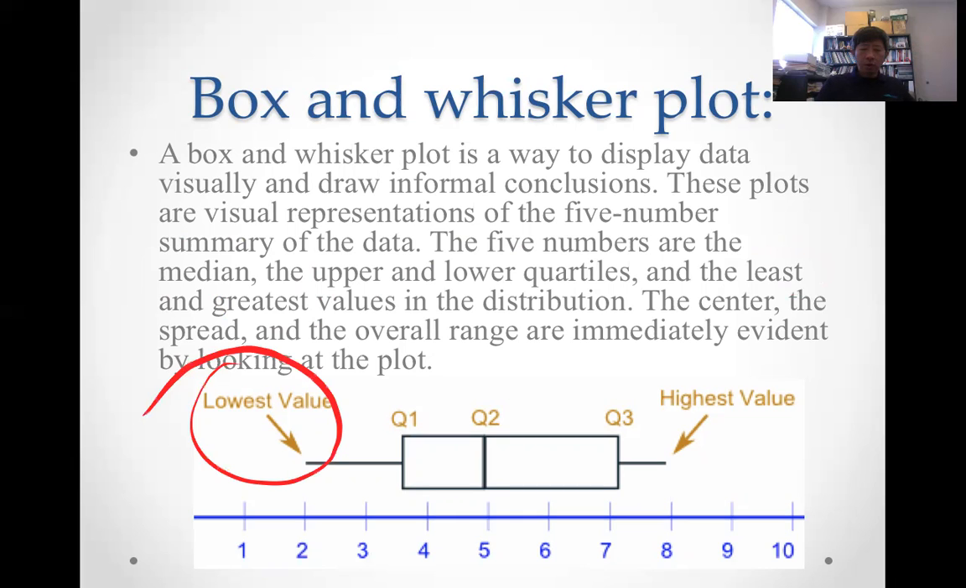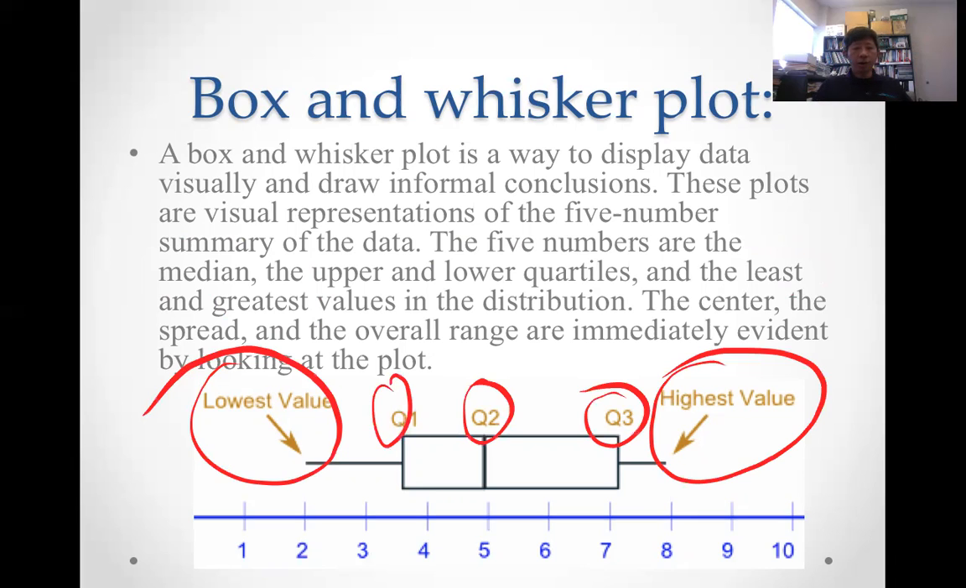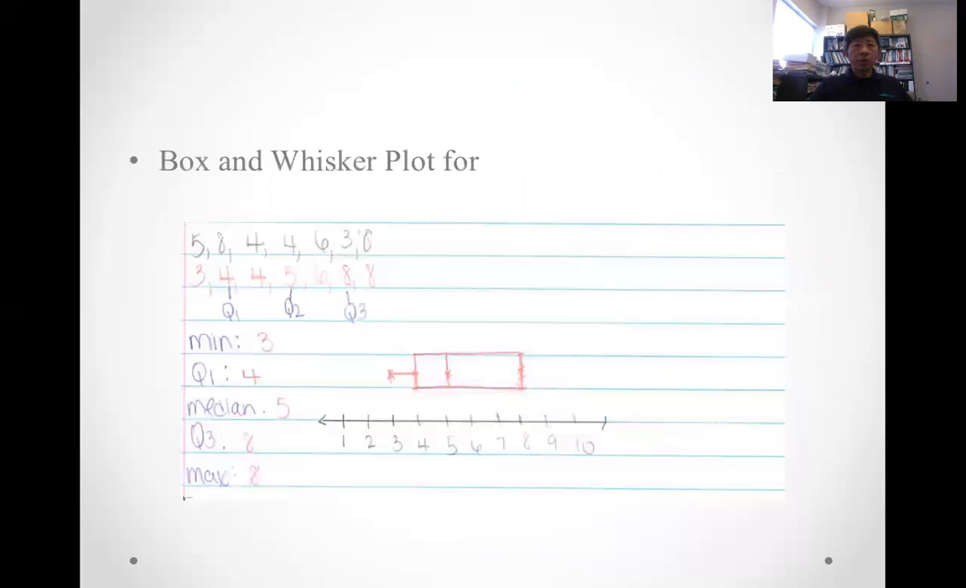Lowest value, highest value, Q1, Q2, and Q3. Okay, and we can make a box and whisker plot for this. Here is an example. We have a data set like this. All right. Then how can we make a box plot?